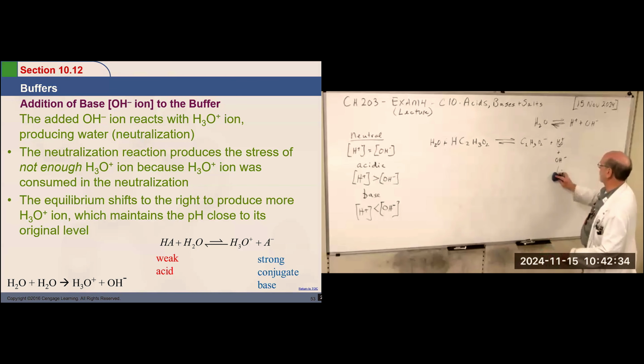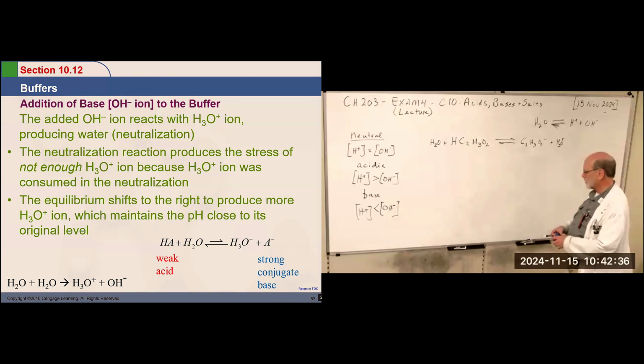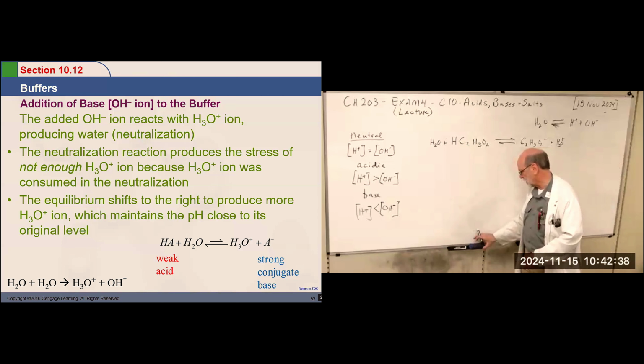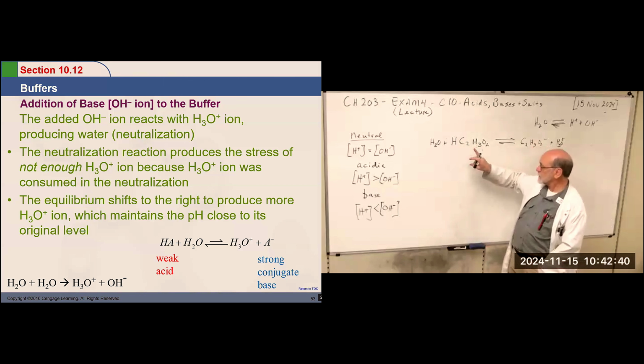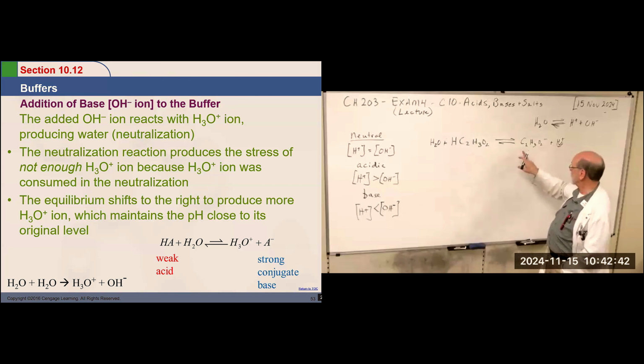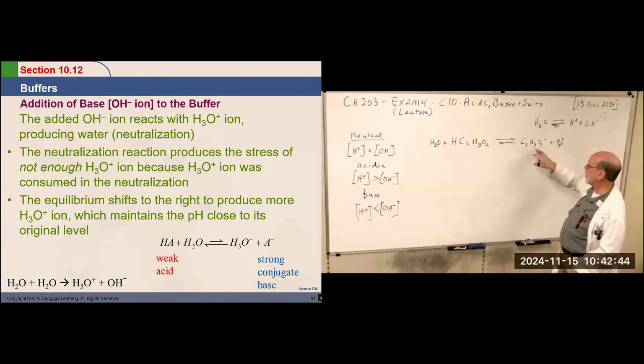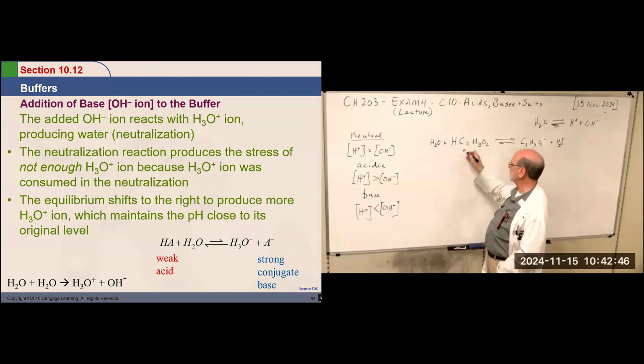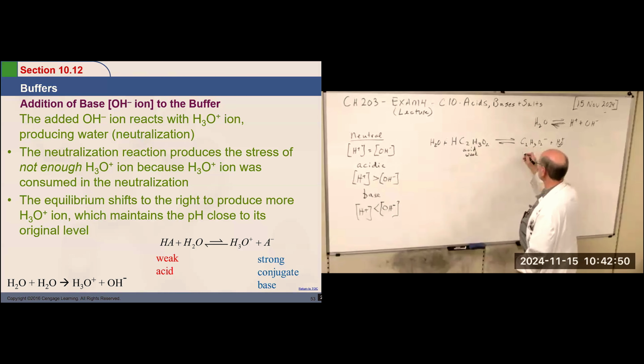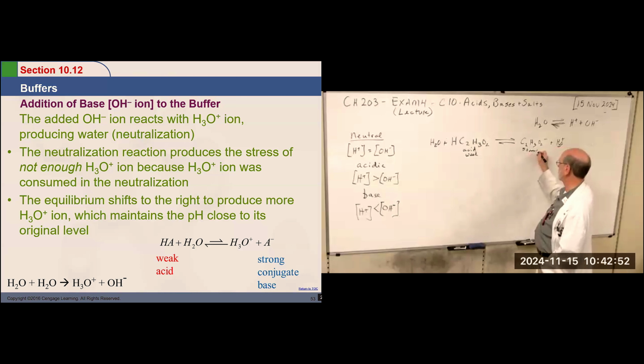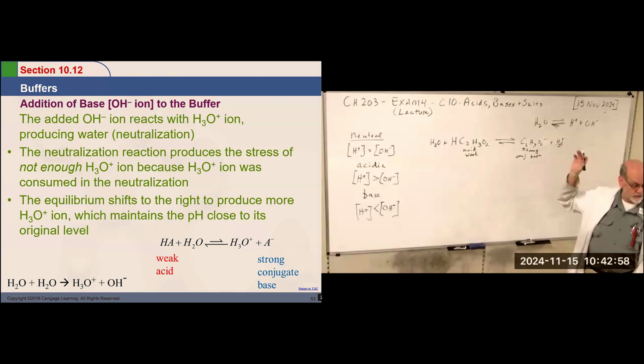Let's get rid of this scenario. Now what happens when you add an acid? Well, this is a weak acid, and this is a strong base, the conjugate base. And it's just like hydroxyls in that respect.